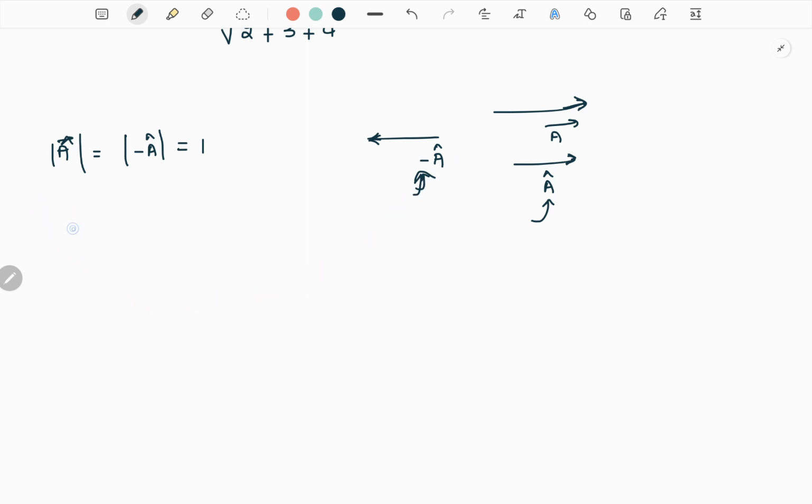The same thing can be said about the negative of a vector. Suppose we have vector a bar here and we wish to represent minus a bar. Minus a bar would have the same magnitude as a bar, but the difference is that they are going to be in opposite directions. So this is about a unit vector. Now let's discuss resolving a vector into components, or we can call it resolution of a vector.